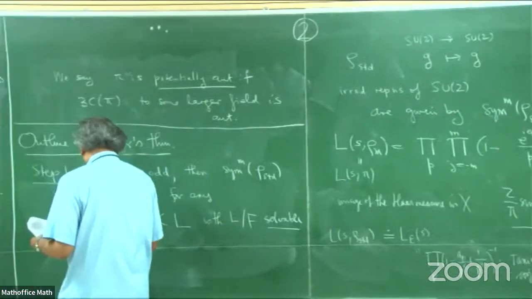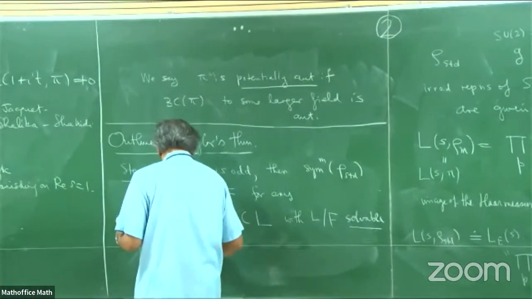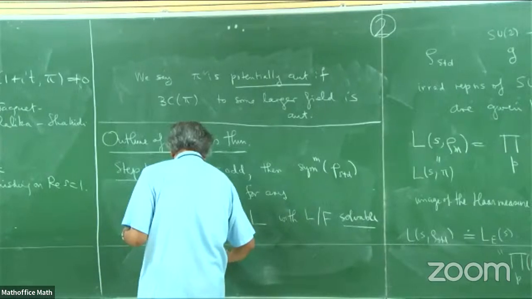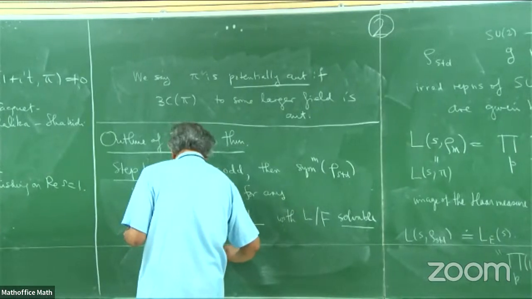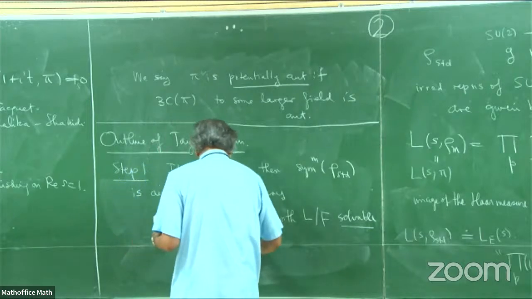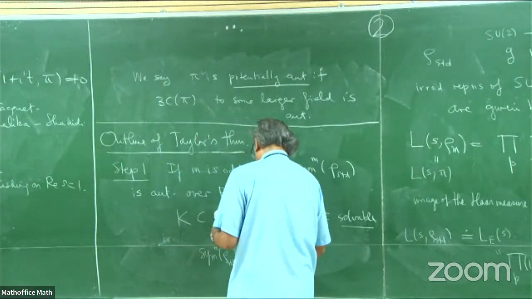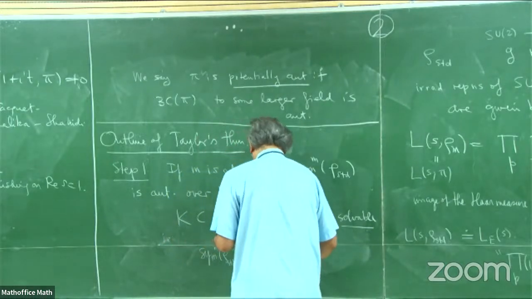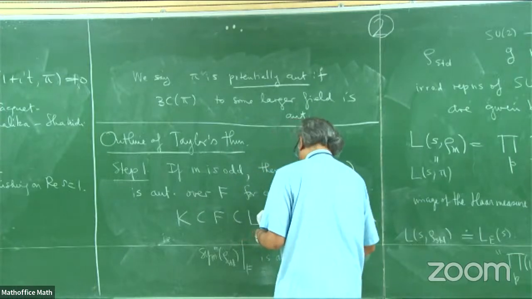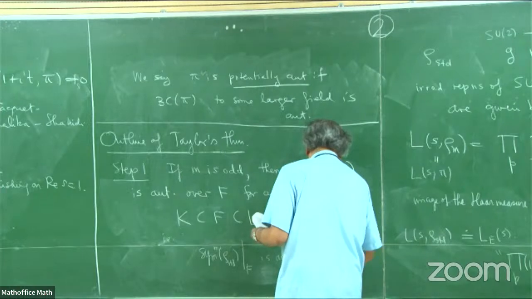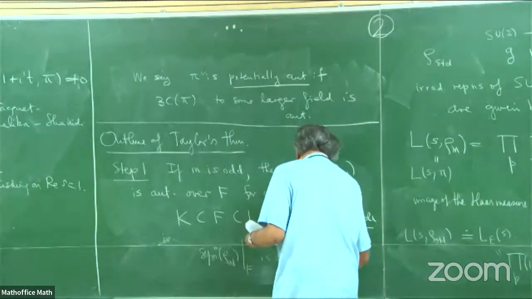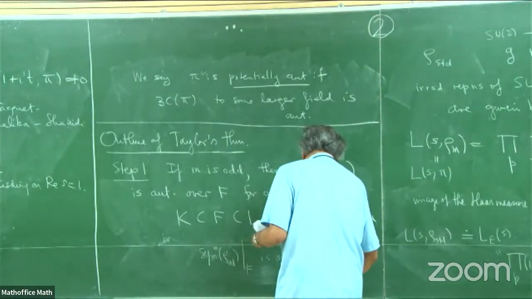In other words, we're trying to prove the symmetric power of the standard representation is automorphic, but we're proving that this restricted to F is automorphic for all F with L over F solvable. So that's step number one.